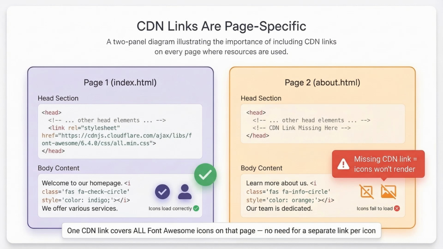The good news is that one CDN link per page covers every single Font Awesome icon on that page. You don't need a separate link for each icon. Just one link in the head, and you have access to all the free icons in the library. It's only when you move to a different HTML file that you need to add it again.